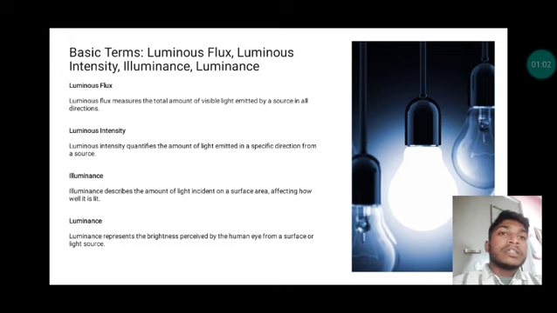Basic terms of illumination: luminous flux, luminous intensity, illuminance, and luminance. Luminous flux measures the total amount of visible light emitted by a source in all directions. Luminous intensity quantifies the amount of light emitted in a specific direction from a source. Illuminance describes the amount of light incident on a surface area, affecting how well it is lit. And luminance represents the brightness perceived by the human eye from a surface or light source.